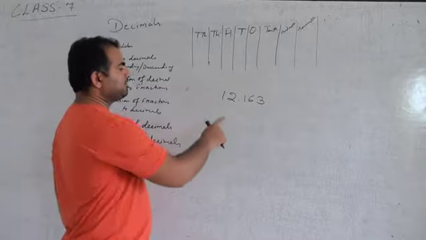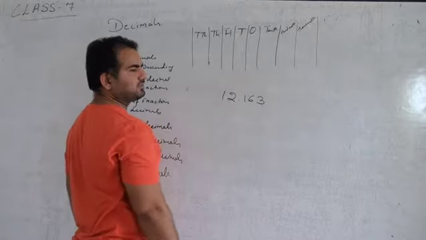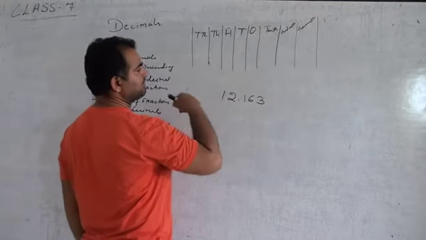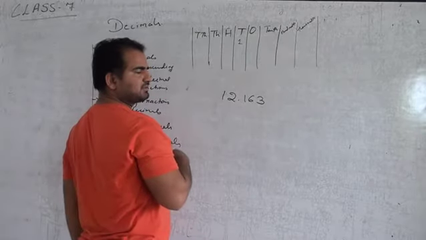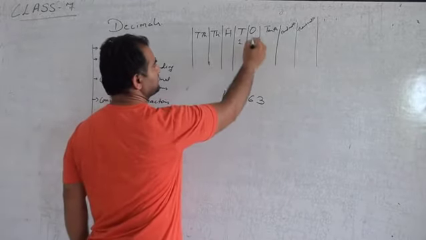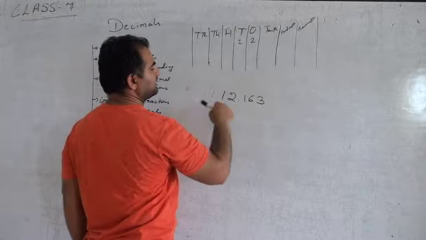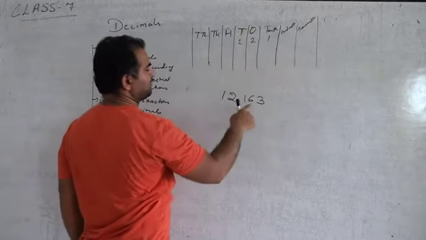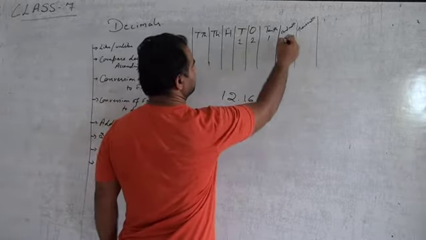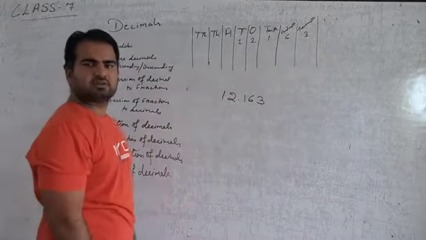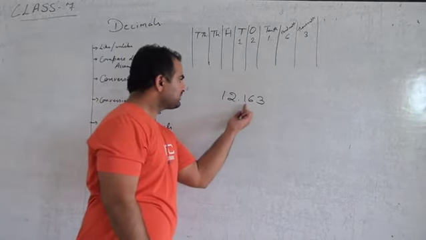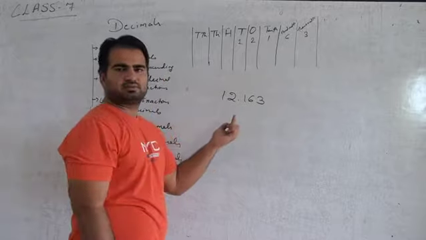If we have to place it in the place value chart, where will the one go? Downward to tens. What is on the ones place? 2. What is on the tenth place? 1. On the hundredth place? 6. And which is on the thousandth place? It's 3.